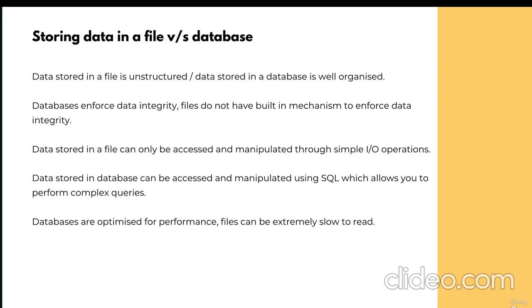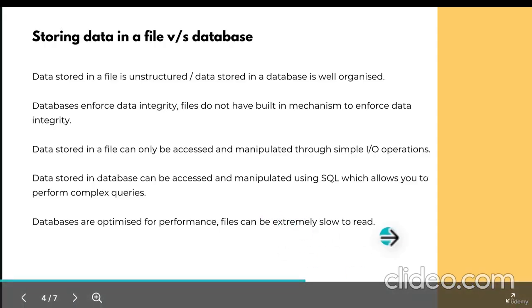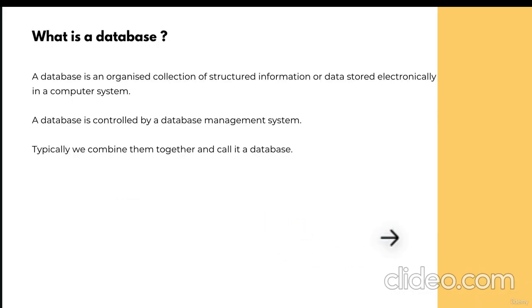So this was the major difference between a file and a database. Now let's focus on the question, what exactly is a database? A database is an organized collection of structured information or data stored electronically in a computer system. It's kind of like an organized collection of structured information.